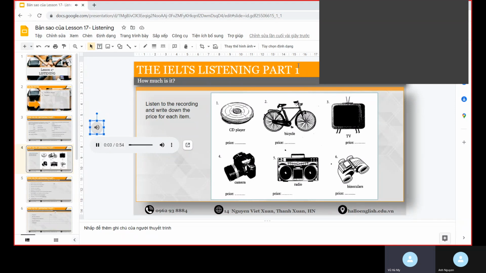Part 4. Money. Exercise 1. How much is this? Listen to the tape and write down the price for each item. 1. How much is this CD player? It's 120 pounds. 2. How much does this bicycle cost? It's 90 pounds. 3. How much does this cost? The TV set? It's 269 pounds. 4. How much is the camera? It's 199 pounds. 5. How much does this radio cost? It's only 49 pounds. 6. How much do the binoculars cost? 69 pounds.